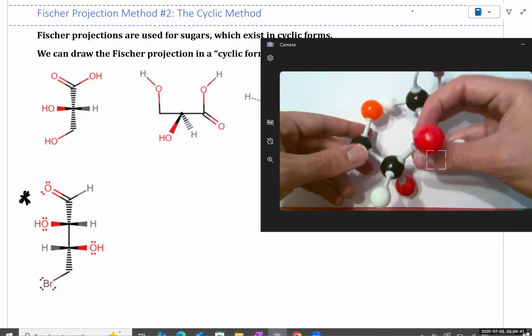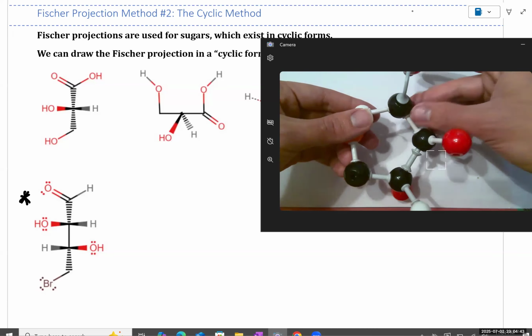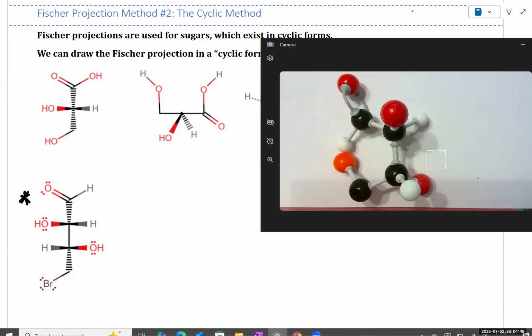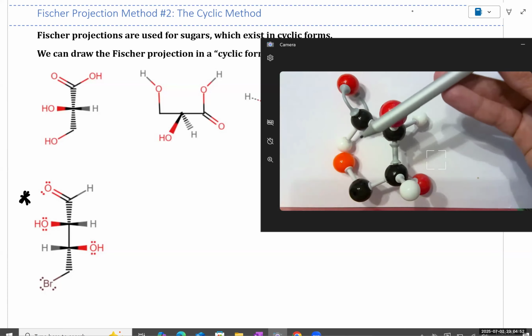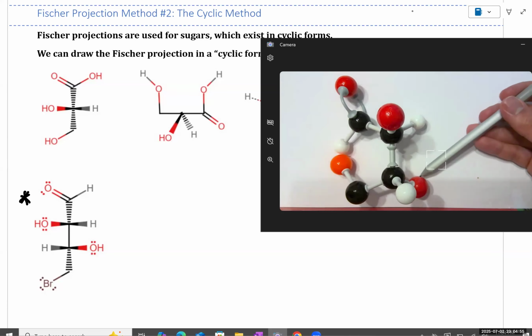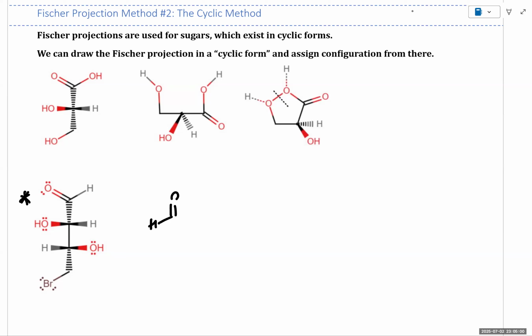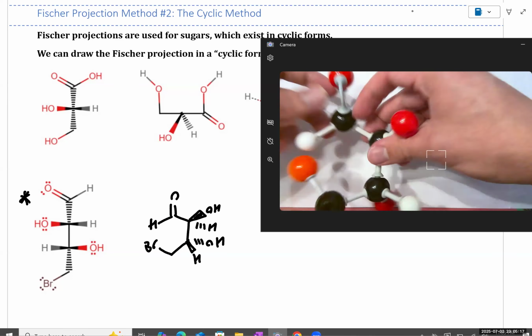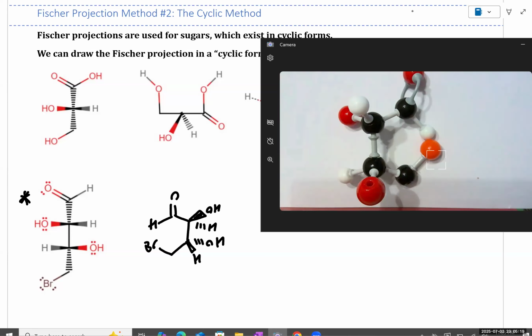So now what we're going to do is essentially draw it in a pseudo-cyclic form. So we can almost treat it like it's a 5-membered ring. As we can see in this view, this oxygen here is wedged, it's pointing towards us, while this oxygen here is dashed, it's pointing away from us. So we can draw it in the quote-unquote pseudo-cyclic form, as we can see here, and we can also draw the cyclic form rotated like so.